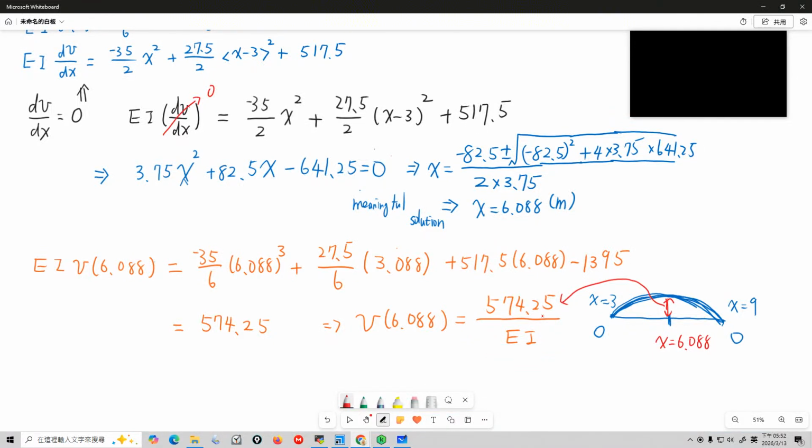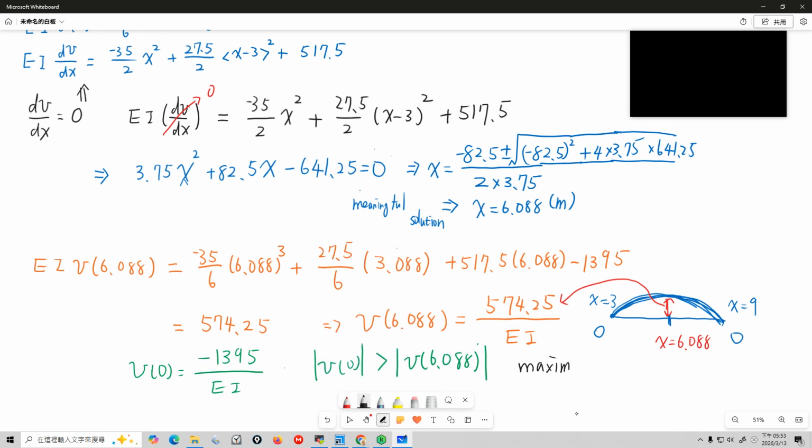But don't forget, previously we had the result that the displacement at 0 is minus 1395 over EI. Because this problem only wants the maximum deformation, the positive or negative sign is not the issue here. The only thing that matters is the magnitude. The magnitude at position 0 is greater than the displacement at x equal to 6.088. So the maximum deformation is at position 0. That's the answer for this problem.